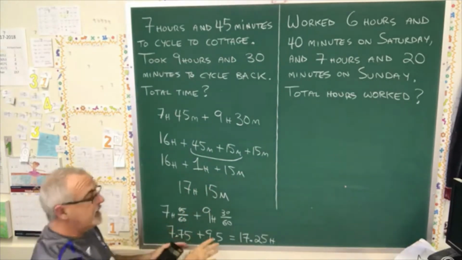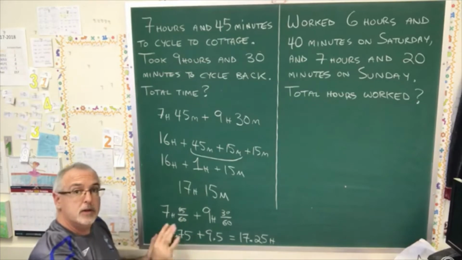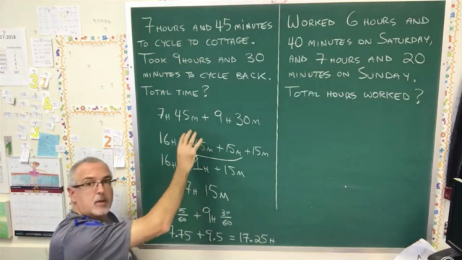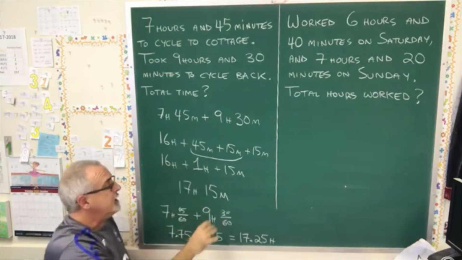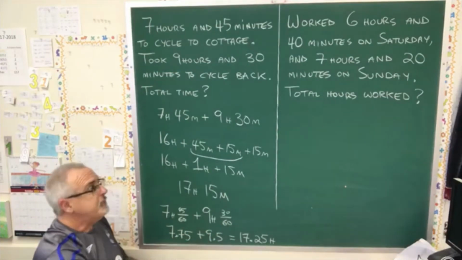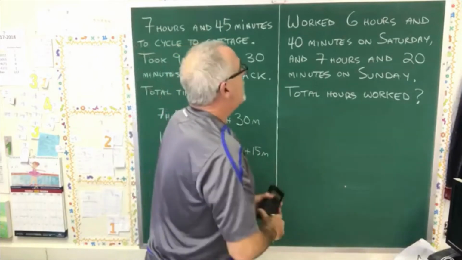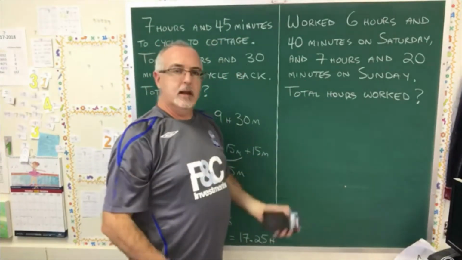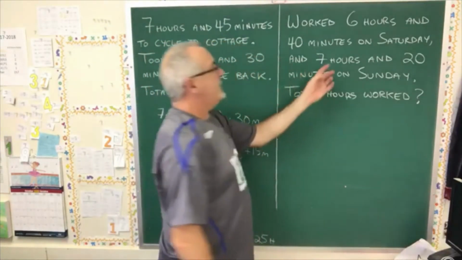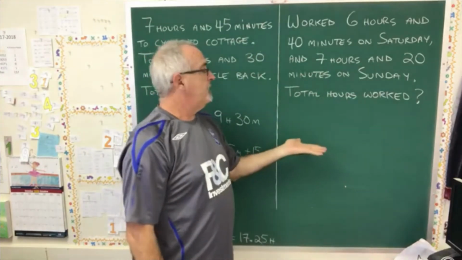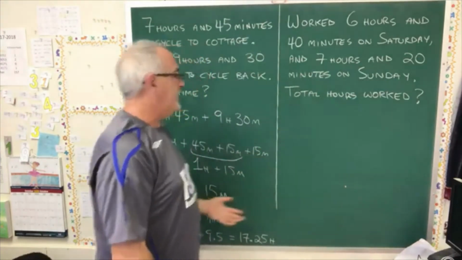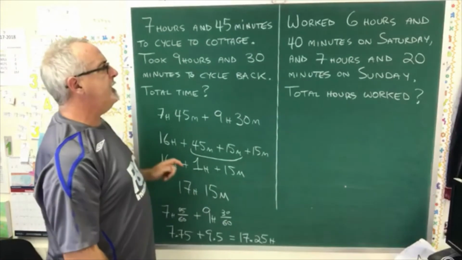So it really doesn't matter which method you like to use. You just have to slow down and be careful when it's hours and minutes so that you don't make a mistake. Let's do this again with the second example. I worked 6 hours and 40 minutes on Saturday and 7 hours and 20 minutes on Sunday. What is the total hours I worked that weekend? I'll do the same things, but I'll go a little faster.